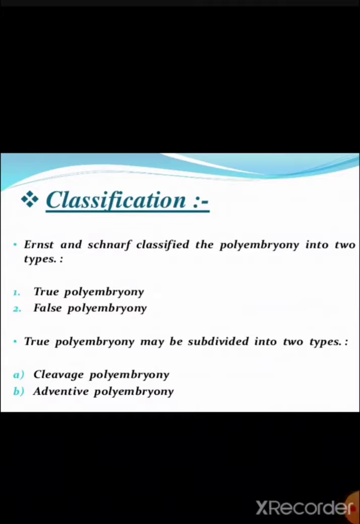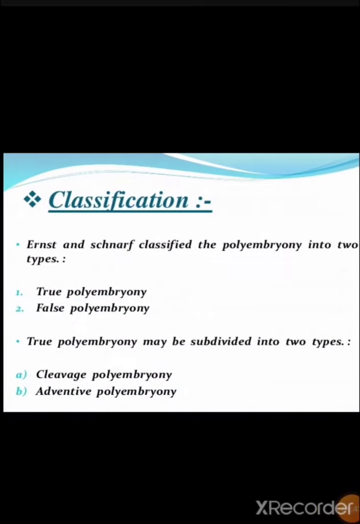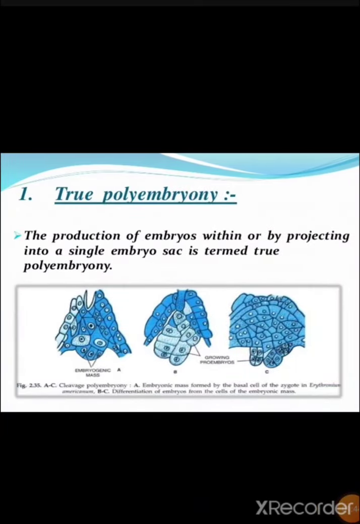Classification of polyembryony. Polyembryony is classified in many ways. Ernst and Schnarf classified polyembryony into two types: true polyembryony and false polyembryony. True polyembryony may be subdivided into two types: one is cleavage polyembryony, another is adventive polyembryony. First, we study true polyembryony. The production of embryos within or by projecting into a single embryo sac is termed true polyembryony.